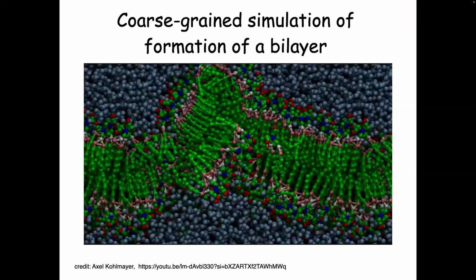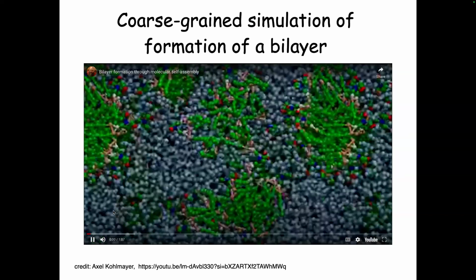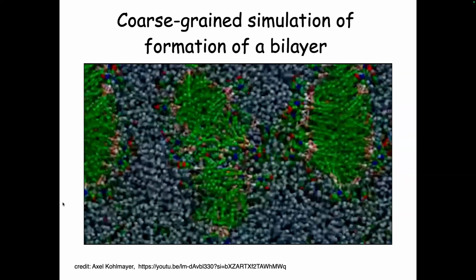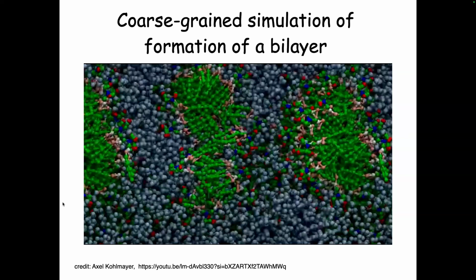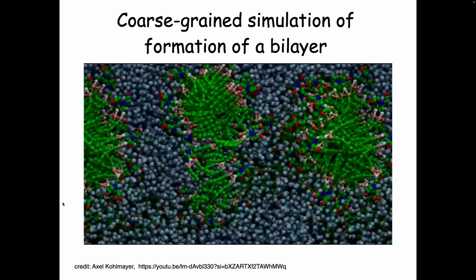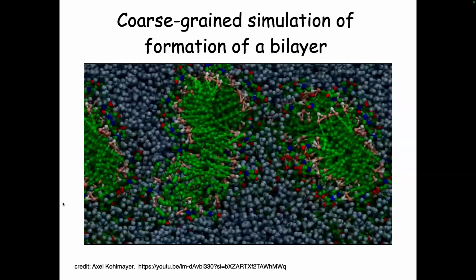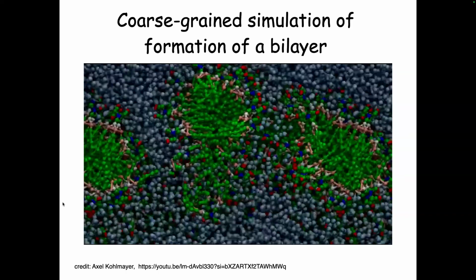So this is a simulation of the formation of a lipid bilayer that I took from the YouTube channel of Axel Kohlmeier. You can see it's initially starting with a coarse-grained representation of lipids randomly placed in solution. And they eventually form a bilayer during the simulation by finding each other slowly, and so on and so forth.